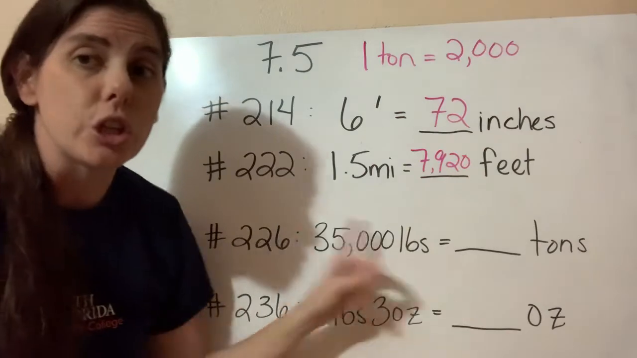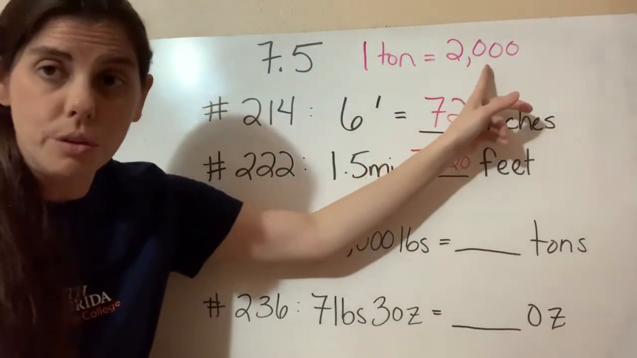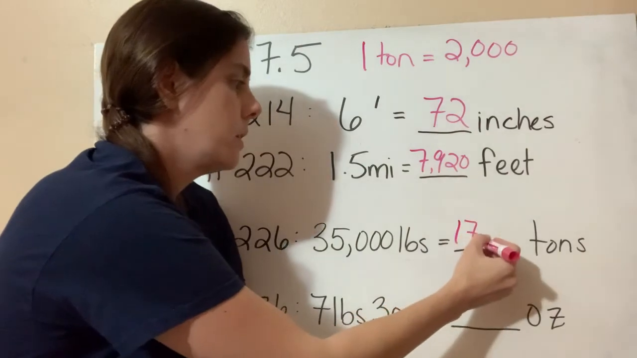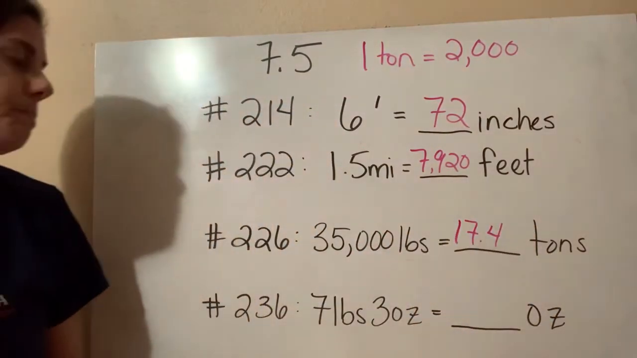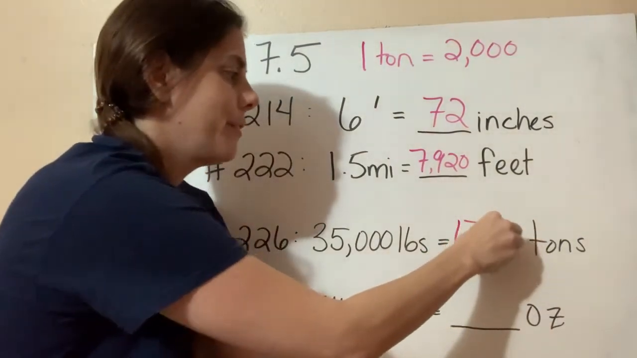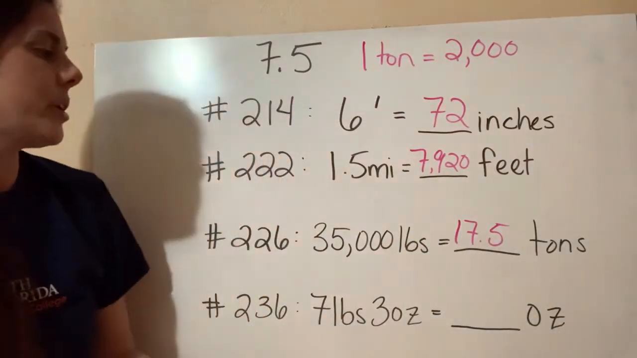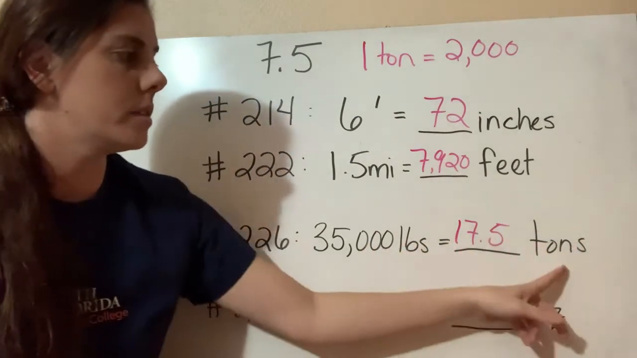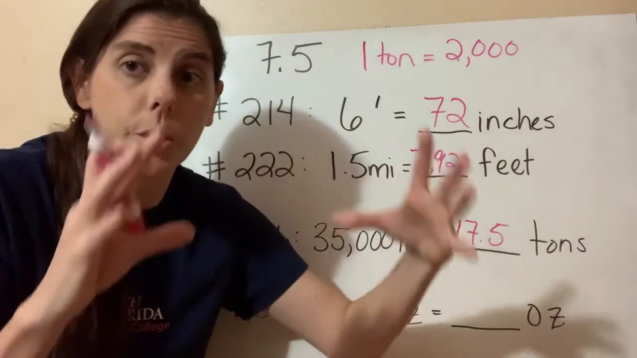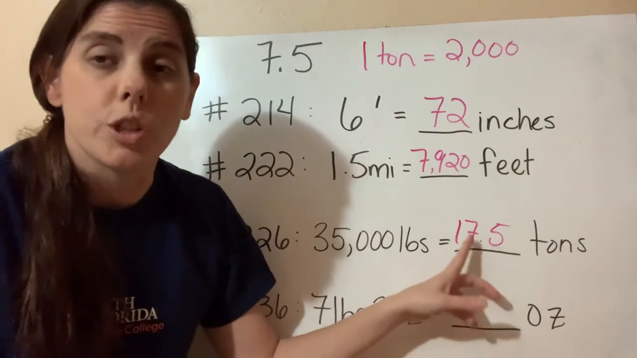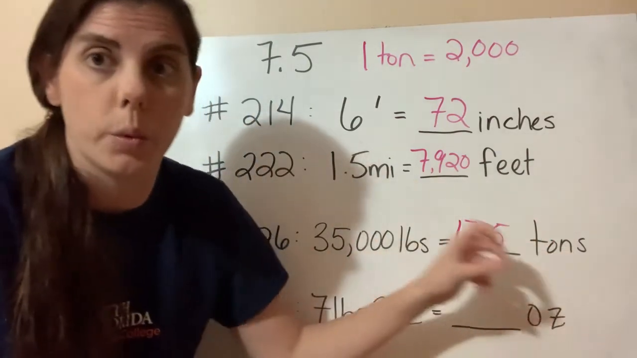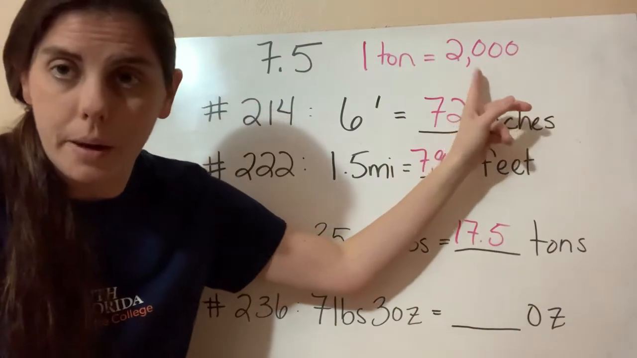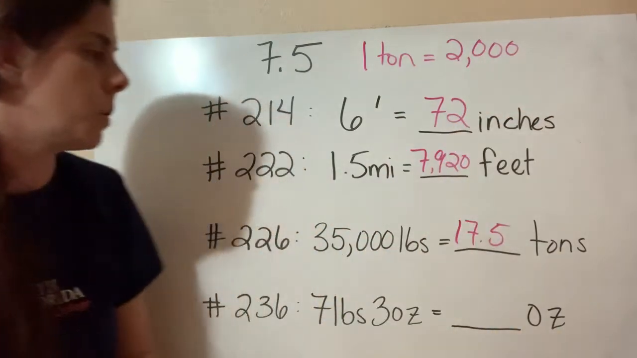We're going to take this 35,000 and divide it by 2,000. 35,000 divided by 2,000 is going to give us 17.4 tons, or not 17.4, excuse me, 17.5, 17 and a half. Basically, 35 divided by 2 gives you 17.5. So we're converting from pounds to tons. Now what if we were starting with the bigger unit, tons? If we had 17.5 tons, or 20 tons, or 35 tons, and wanted to convert to pounds, then we would multiply by that 2,000, and that would give us how many pounds we're working with.